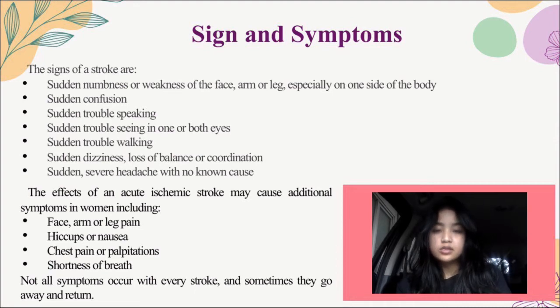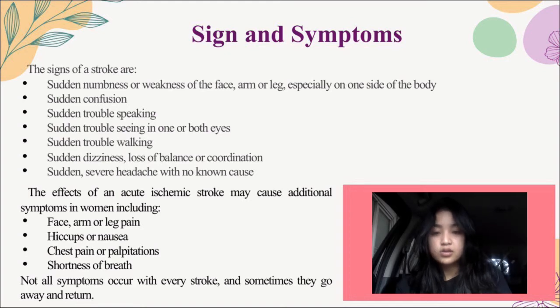Basically, the signs and symptoms are the same as stroke, which are numbness or weakness of the face, arm or leg, especially on one side of the body, confusion, trouble speaking, trouble seeing in one or both eyes, trouble walking, dizziness, loss of balance or coordination, and severe headache with no known cause. All of these symptoms happen suddenly or with unexpected onset.